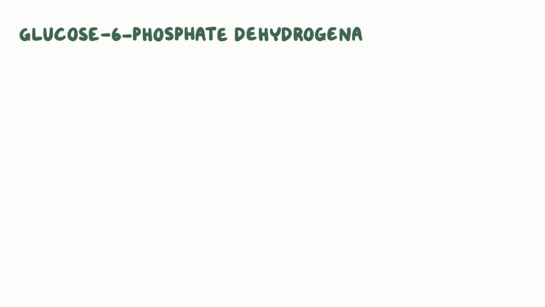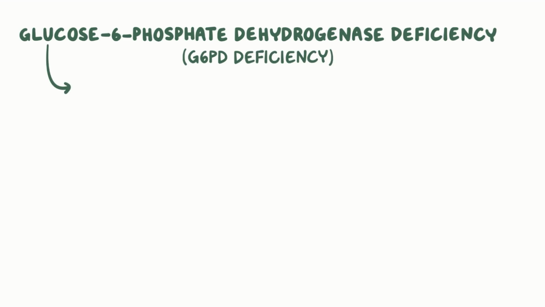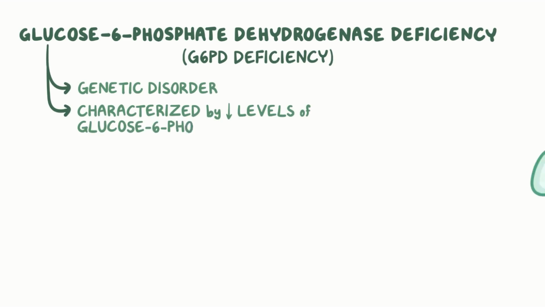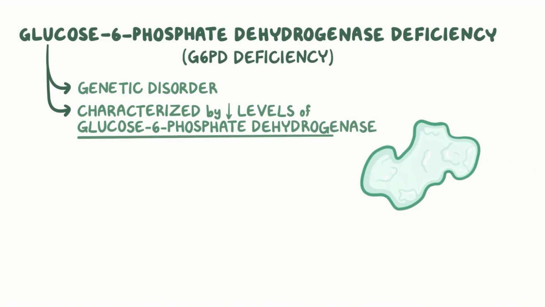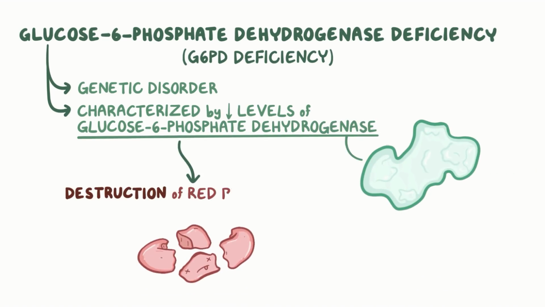Glucose-6-phosphate dehydrogenase deficiency, or G6PD deficiency, is a genetic disorder characterized by decreased levels of glucose-6-phosphate dehydrogenase, which leads to the destruction of red blood cells.